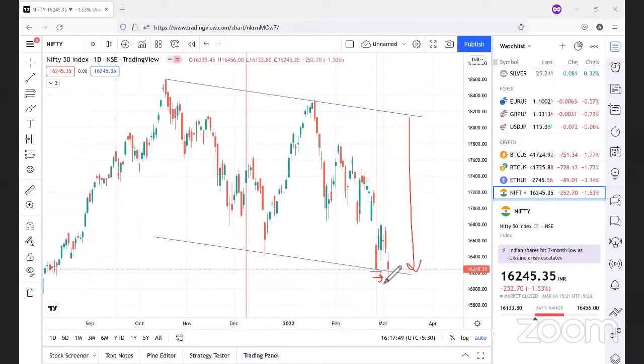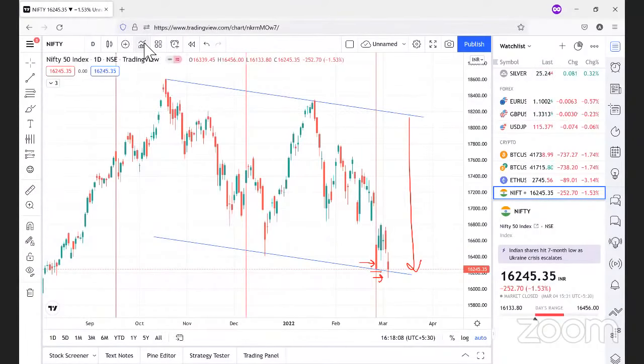Okay, and also we have now broken the low made on the date of invasion. So those things are important. Next, let's put the moon cycle again and check what is happening around. So I'm going to put a moon cycle here. Let me just do that.